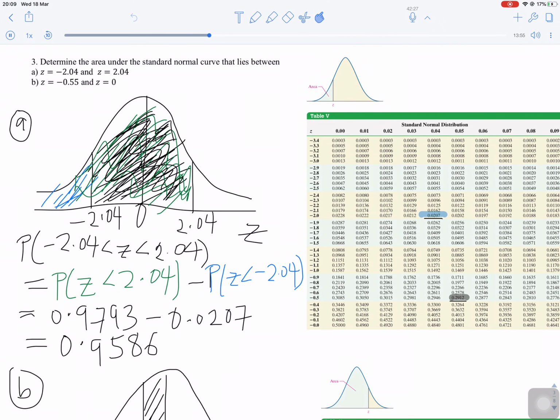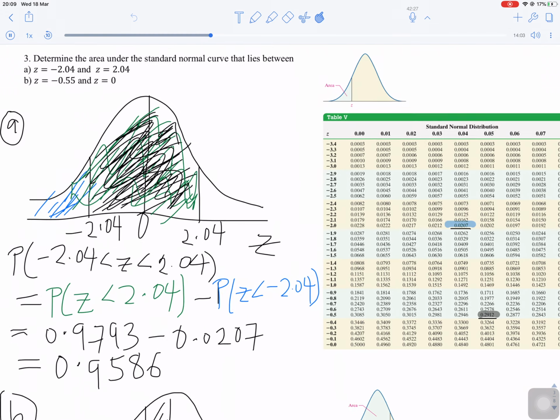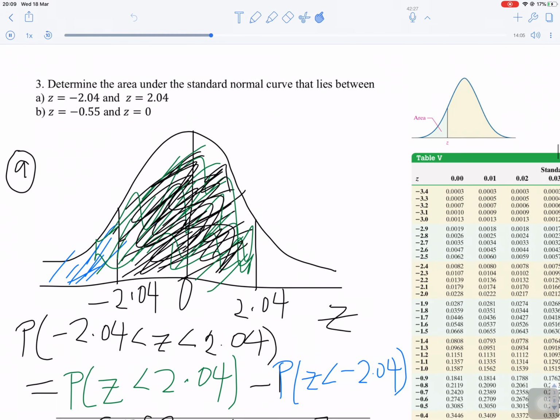Okay, we move on to question 3. Question 3 says determine the area under the standard normal curve that lies between. So now we are given two known values, and we want to find the area that lies between them. So for A, the area that lies between negative 2.04 and 2.04.